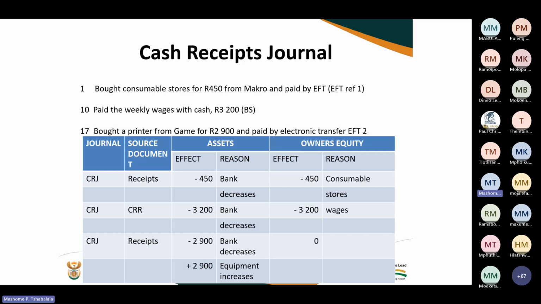On the last transaction, bought a printer from Game for 2,900 and paid by electronic transfer, EFT number 2. What will happen? The two accounts affected are equipment and bank. Bank will decrease the assets, and equipment will increase the assets. It will be plus 2,900 of equipment and minus 2,900 of bank. Therefore, the effect under owner's equity will be 0. Then when you calculate again under the assets, it will be 0.